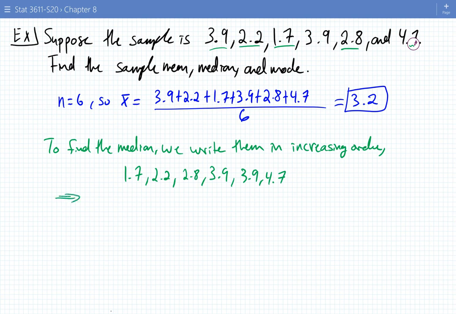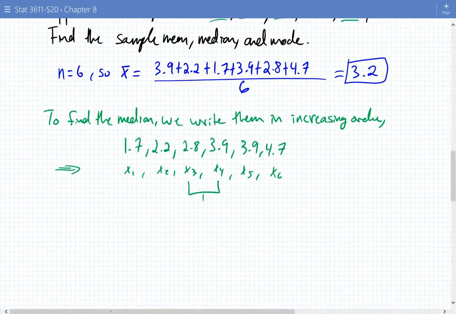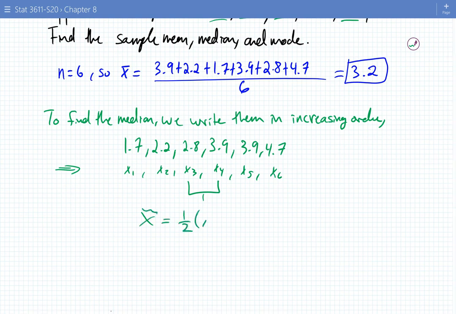So again, these would be our observations: x1, x2, x3, x4, x5, and x6. We have 6 observations. This is even. And so what is the middle here? It's the average of your 2 middle values. So x tilde is the average, or 1/2 of x3 plus x4. So that is the average of these. That is 2.8 plus 3.9 over 2. And right smack dab in the middle of those is 3.35.